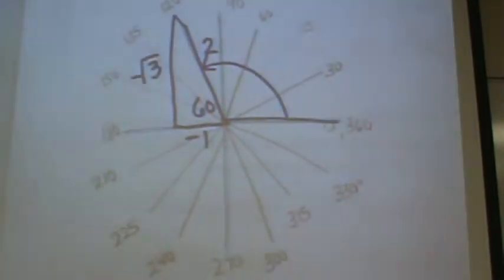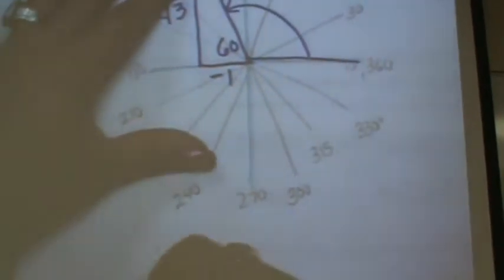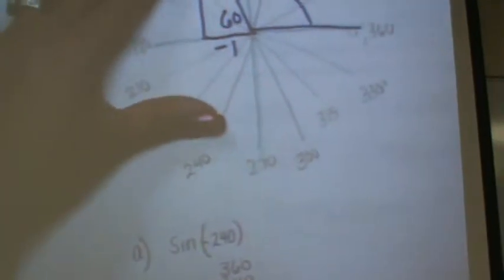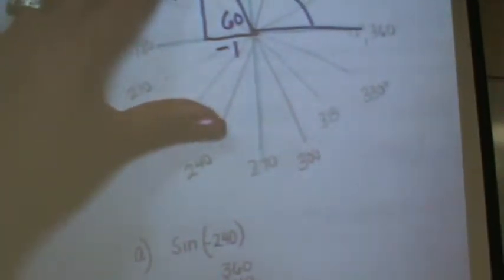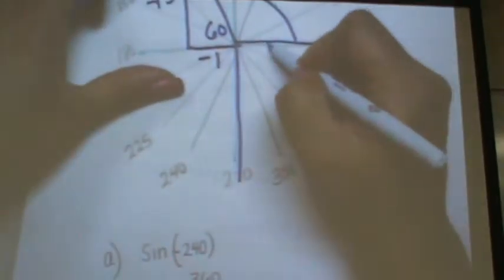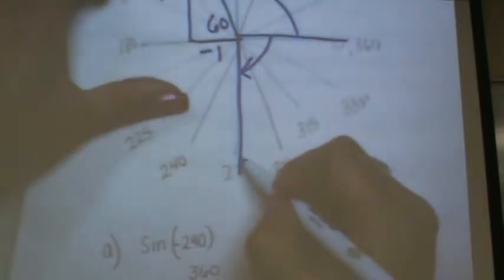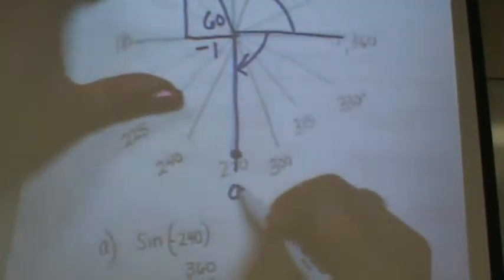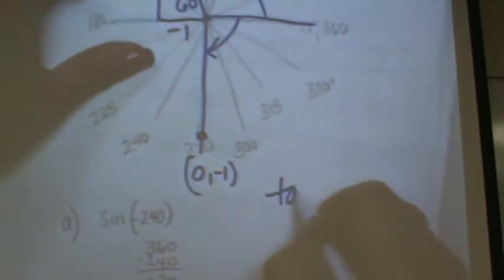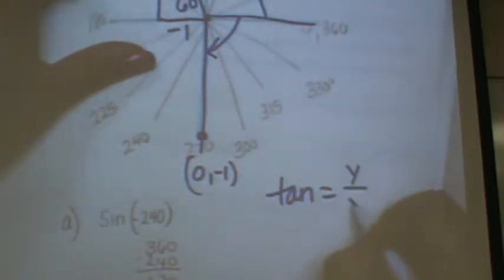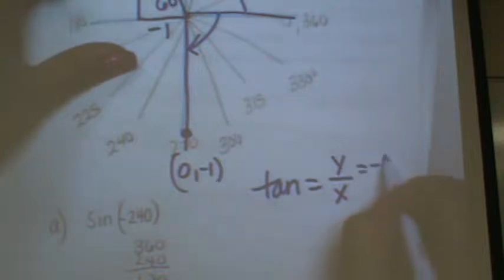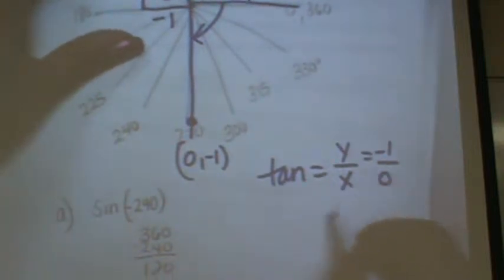Let's do all the degree ones first. Let's do C. C is asking you for the tangent of negative 90. Well, where's negative 90 degrees? It's right here. Here's negative 90 from here to here. So for this one, you're landing right on an axis, which this ordered pair is 0, negative 1. Well, tangent is y over x. And the y value here is negative 1 and the x value is 0. What's negative 1 over 0?